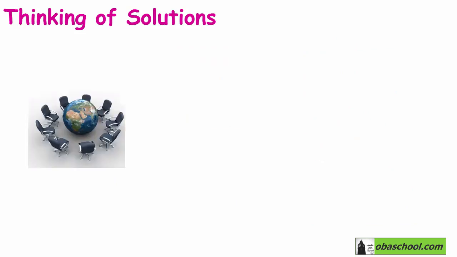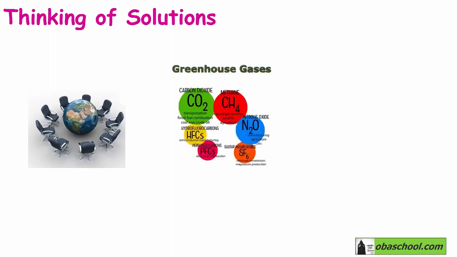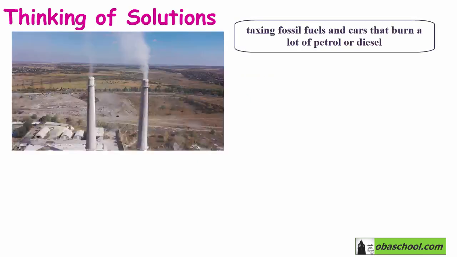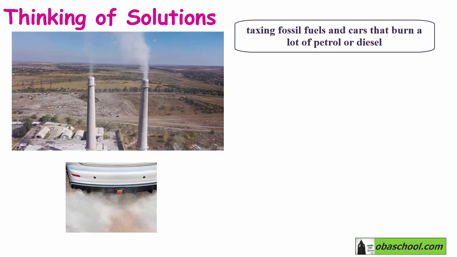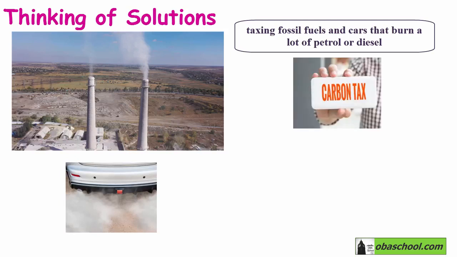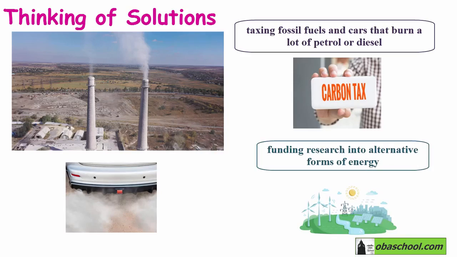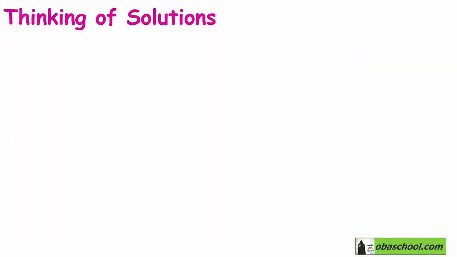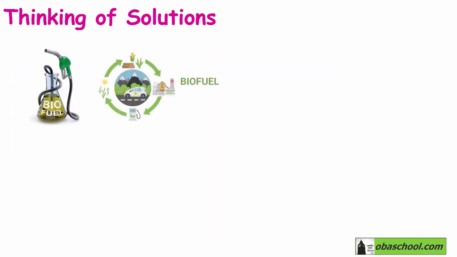Actually, world leaders meet regularly to negotiate limits on greenhouse emissions. Many governments are taking actions such as taxing fossil fuels and cars that burn a lot of petrol or diesel. These are called carbon taxes, and they are funding research into alternative forms of energy. They may also support the use of biofuels.